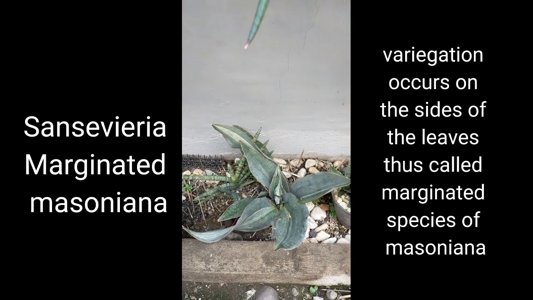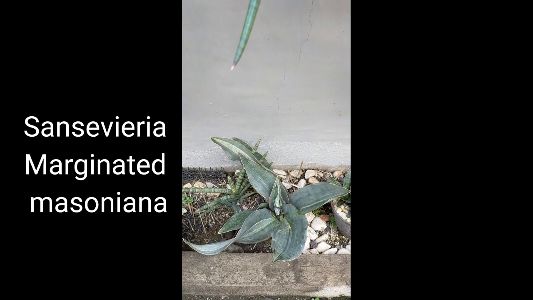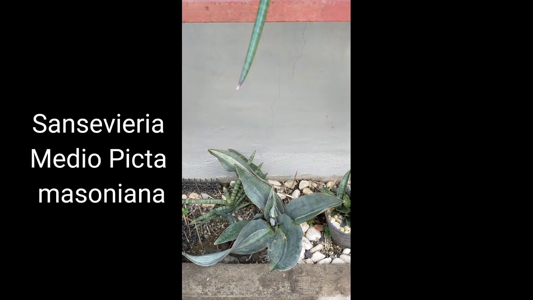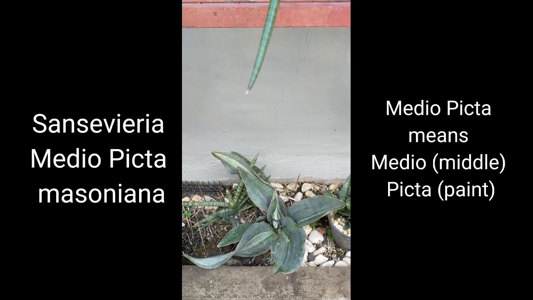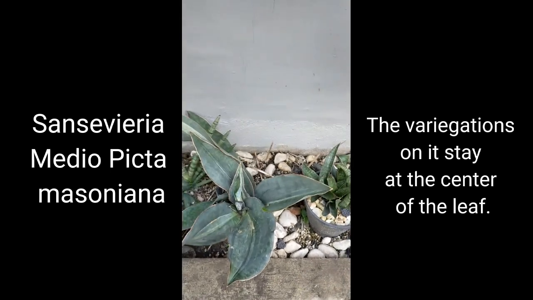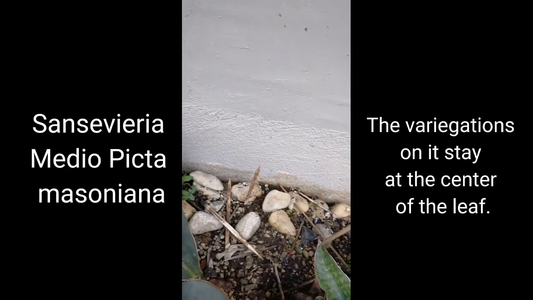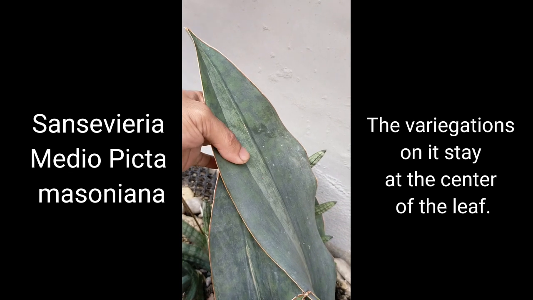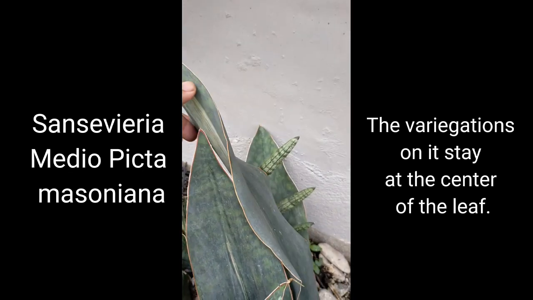Still, it's known as masoniana, but the difference is this masoniana can be called masoniana mediopicta because the variegation on it is found in the center. So it stays on the center of the leaves. Although this specimen that we have here, let me just flip the leaf for you. Alright, there's a white variegation on the center of the masoniana leaves.